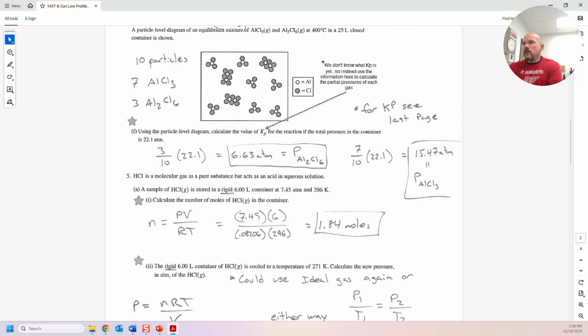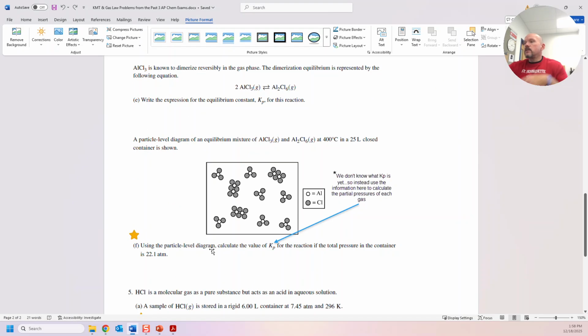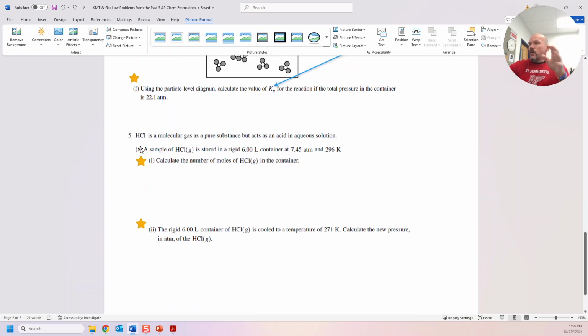So let's get to number 5, part F. Whoops, wrong thing. All right. Sorry, number 5, part A, I, and part A, II. So here they tell us we have a sample of HCl gas stored in a rigid container. Now, again, whenever you see rigid container, that means the volume is going to stay constant.